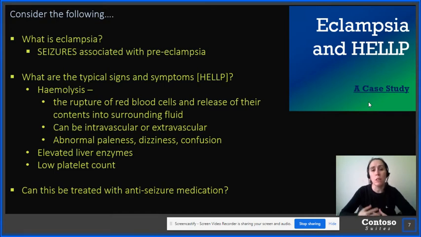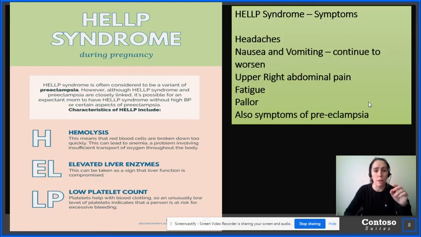For us, we'll look at the signs and symptoms. So not just eclampsia, but we're looking at HELP syndrome as well. So with HELP syndrome, we're looking for this paleness, this dizziness, this confusion. We're thinking about what would actually happen to a person if their blood cells were all messed up. You know, how would they be acting? And that's how I want you to think about it. So I will come back to that question at the bottom there about anti-seizure medication, but I just want to show you this as well.